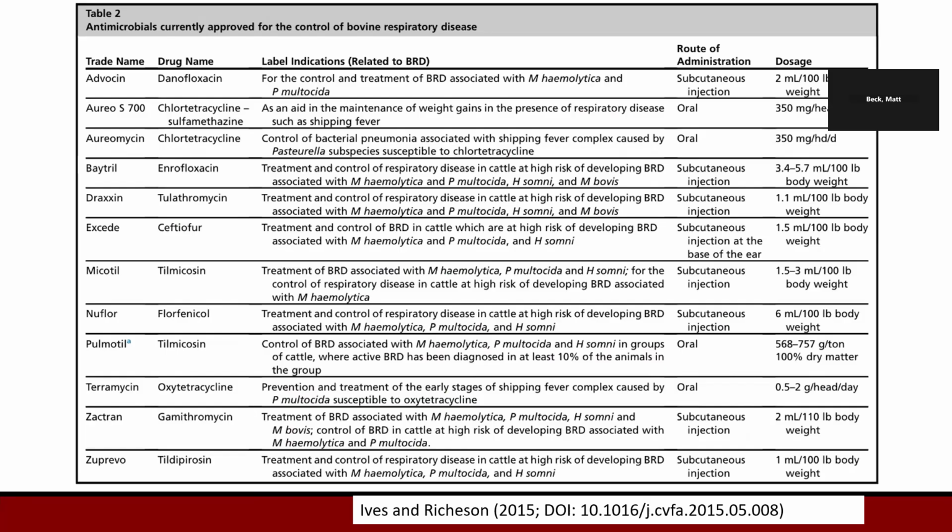So what is sub-Q? Under the skin. Where would you give an injection subcutaneously, according to PQA? In the neck. Why the neck? Yep, there's also typically a lot of loose skin, and if you're using the appropriate needle length, you're less likely to even hit muscle. But if there is an abscess that forms in the neck, it's not going to be that costly to the overall value of the carcass. So, yep, good job.